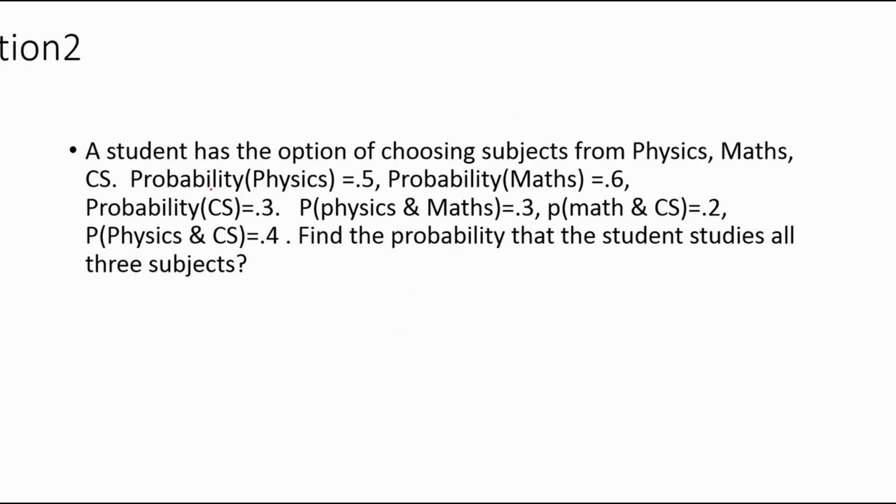Then the second question, number 2. A student has the option of choosing subjects from these three subjects: physics, maths and computer science. The probability that somebody is going for physics is 0.5, the probability that somebody is going for maths is 0.6, and the probability that somebody is going for computer science is 0.3. And the probability that somebody is going for both physics and maths is 0.3, maths and computer science is 0.2, physics and computer science is 0.4. We have been asked to find out the probability that a student studies all three subjects.